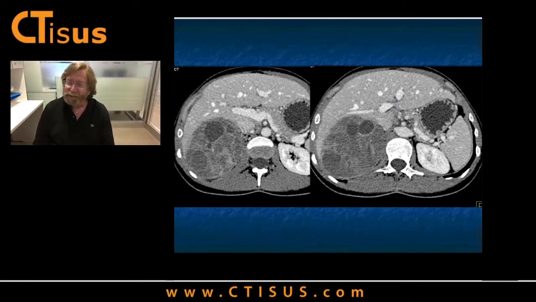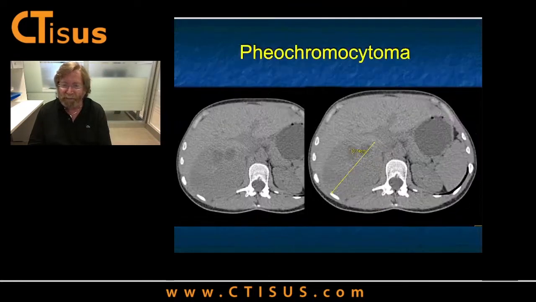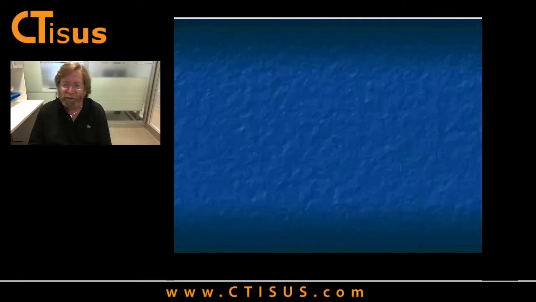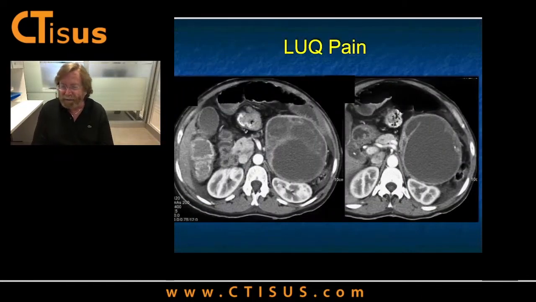And although we like to see pheos 3 to 5 centimeters, hypervascular, very good washout, enhancing to about 150 to 170, pheos can also be seen as relatively hypovascular, can be seen as cystic. There's lots of different possibilities. So this answer was pheochromocytoma. Great, great case.